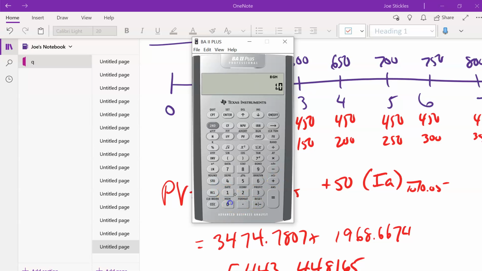Okay, 1.05 to the negative 10 times 10, and then subtract that from that, and divide it by 0.05. Did you have to times the first thing by 15? I haven't done that yet. I do it at the end. Okay. Oh, yeah, you want to do it at the end.